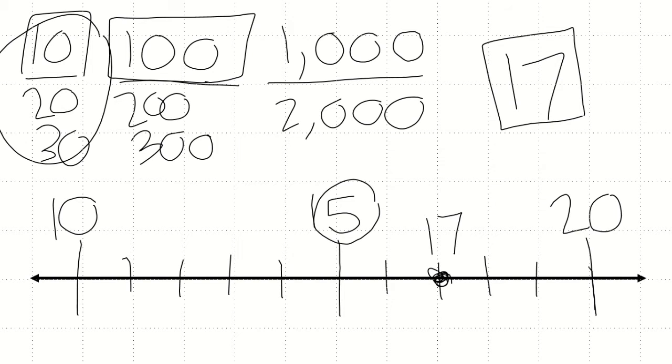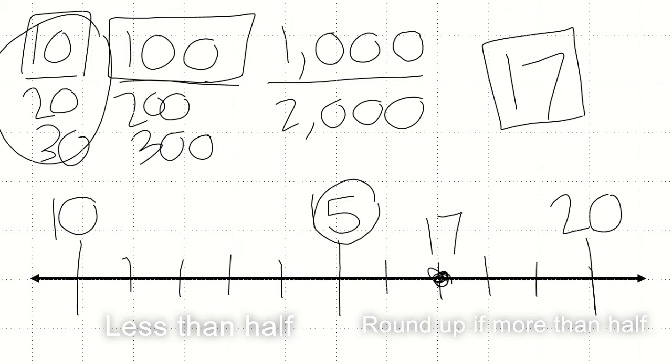So when you think about that halfway point, if I'm anything less than the 5, I'm obviously closer to this half, which would mean I round down. If I am larger, or past that halfway point, I am now closer to reaching the next number.